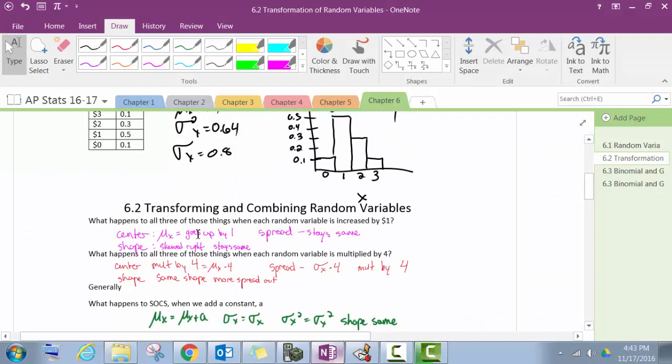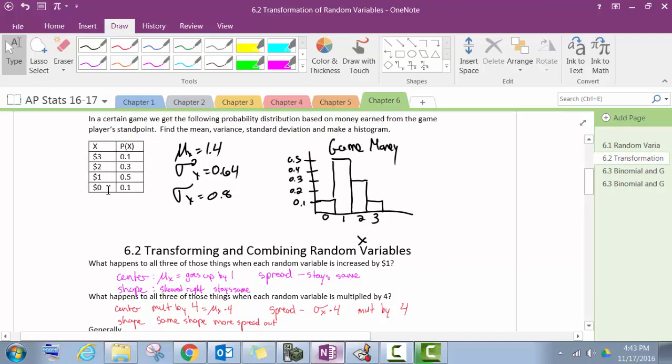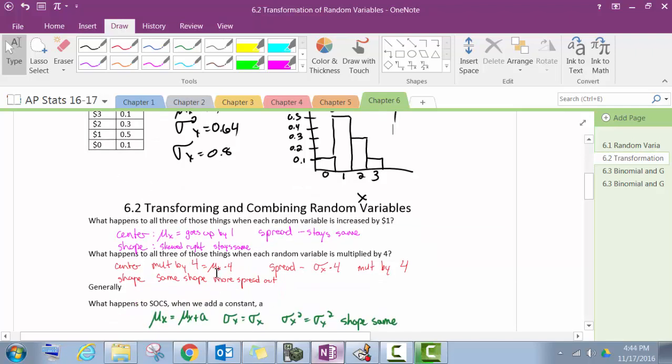So the mean goes up by 1. The shape is still skewed right, stays the same, and our spread stays the same because it's still the same spread out. Instead of going 3 to 0, which is a range of 3, it went from 4 to 1, which is a range of 3. Still the same. What happens to all three of those things when we multiply by 4?